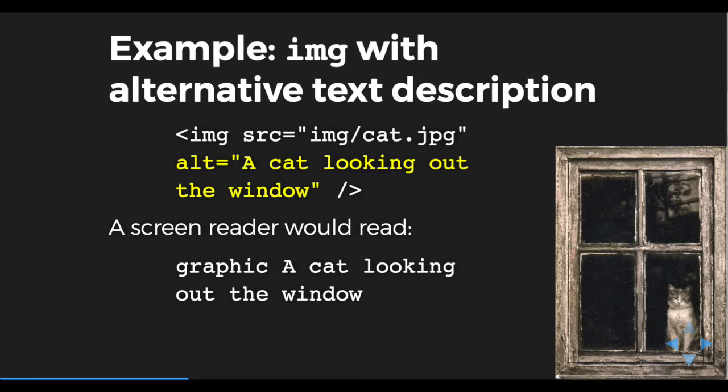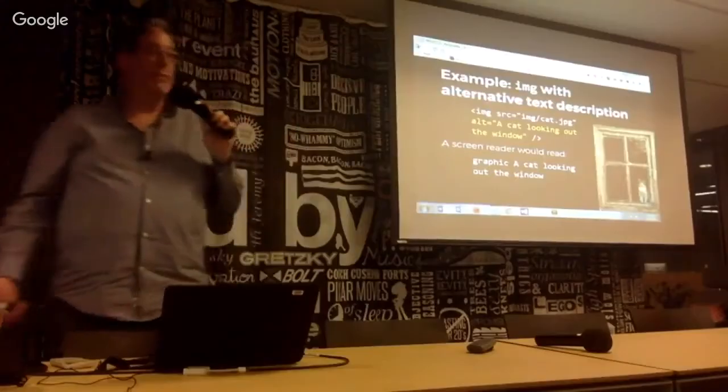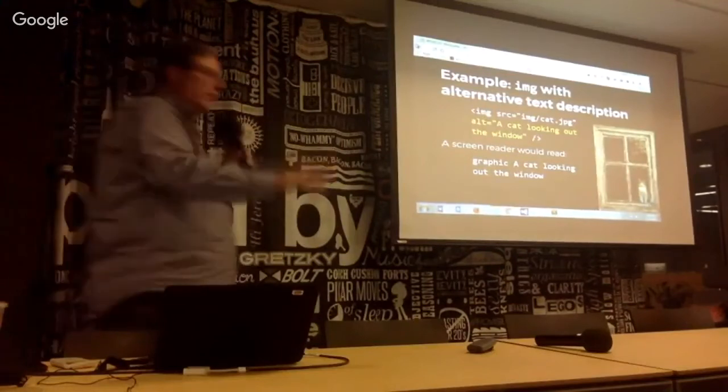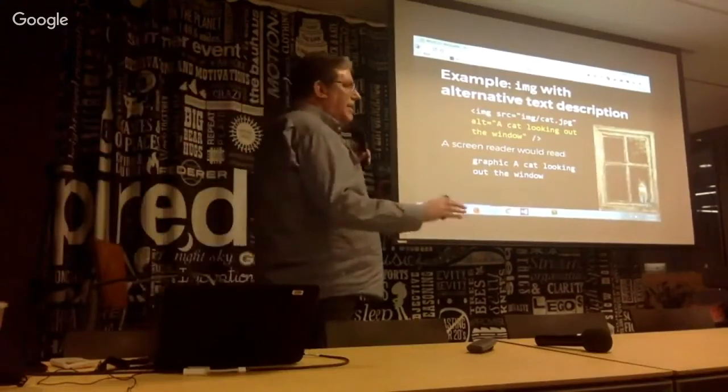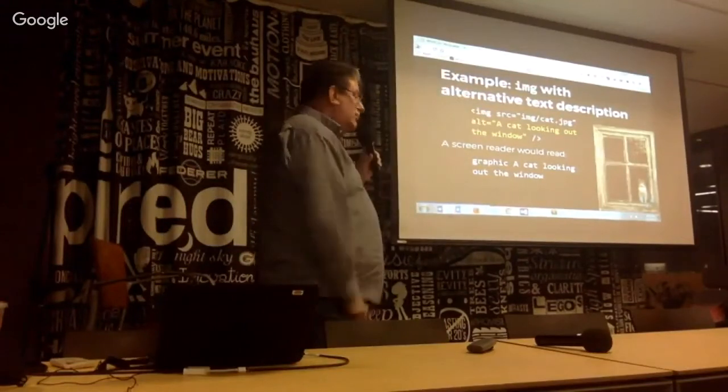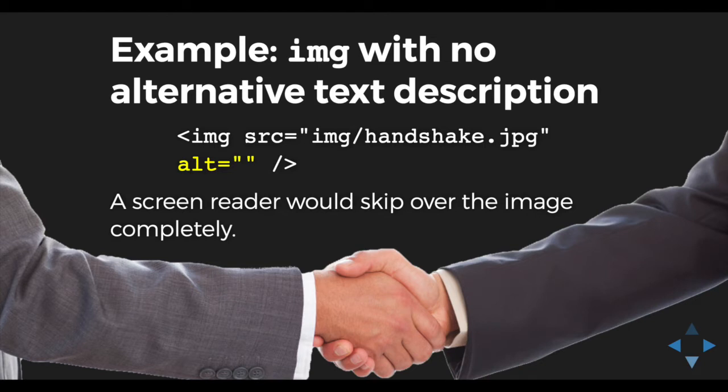Okay? Here's an example of an image with alternative text. Here's the alt attribute. There's the value. A cat looking out the window. A screen reader would read graphic, a cat looking out the window. Very self-explanatory. Fairly easy to do. This is the low-hanging fruit of all accessibility. If you do this, you have already reached first base, rounding towards second. Hopefully you're all into baseball, like I am.